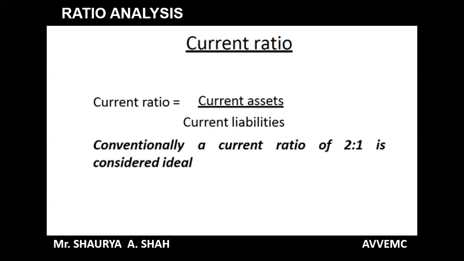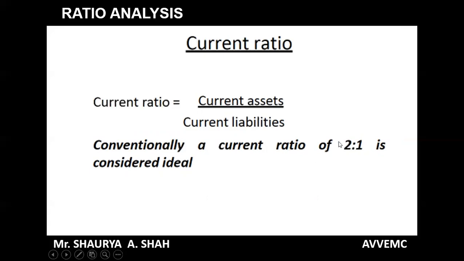So current ratio. What is current ratio? As I told you, current assets upon current liabilities. Conventionally, a current ratio of 2 is to 1 is considered to be ideal. What do you mean by 2 is to 1? If current assets are 2, then current liabilities are half, that is 1. Remember students, it is an ideal ratio.